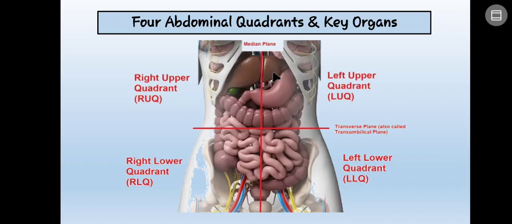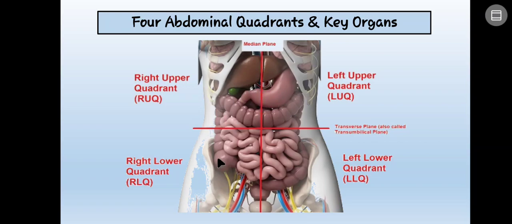In exams, they can ask you to list the four quadrants of the abdomen, and then you mention four or five organs that can be found or located in each of those quadrants.